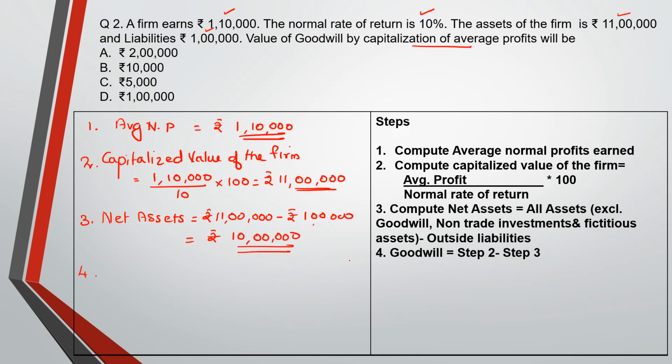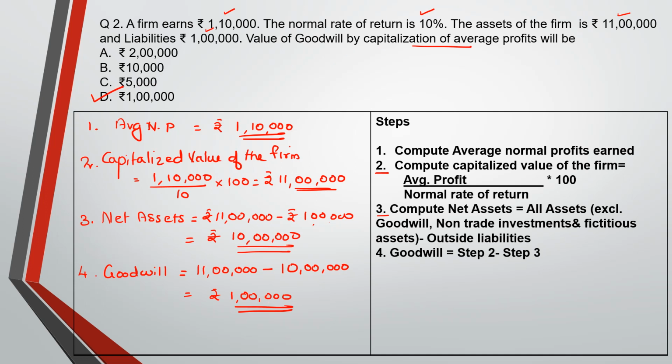So finally, the last step is the calculation of the goodwill, which is nothing but the amount that you got in step 2, that is the capitalized value of the firm, minus the amount of net asset that you got in step 3. That is 11 lakh that we have got in step 2 minus 10 lakh that we got in step 3, which leaves us with 1 lakh, which is the value of the goodwill of the firm based on the capitalization of average profits. So the answer is 1 lakh.